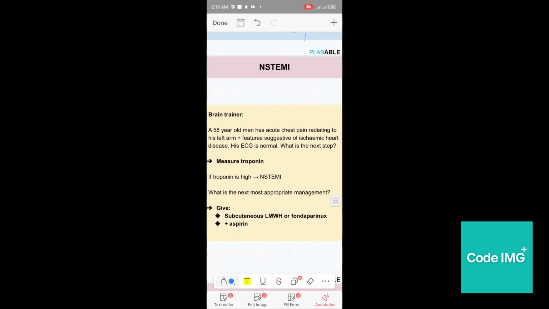A 58-year-old with acute chest pain radiating to the left arm, features suggestive of ischemic heart disease, ECG is normal. What is the next step? It's typical pain, ECG is normal. The next step is to go for the troponin. If troponin is high, it could be NSTEMI, because in 5% of the patients you are not going to find anything in the ECG, but still the ischemia is going on, the underlying ischemia.